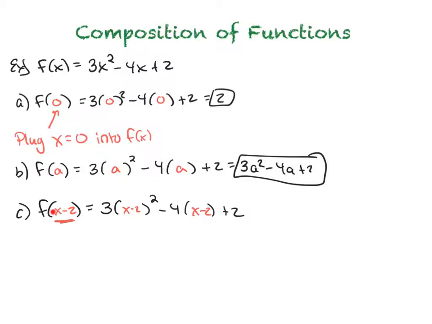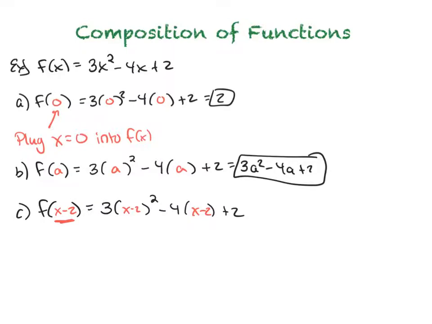I'm going to simplify that in just a second, but what I want to point out is what we did. Anything that's inside the parentheses just simply is what we're going to replace our x's with. So if we have x minus 2 in the parentheses, we've got x minus 2 in place of all the x's. If we have a inside the parentheses, we have a in place of all the x's.